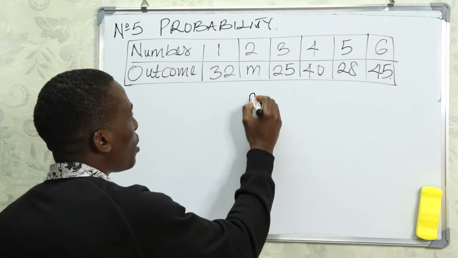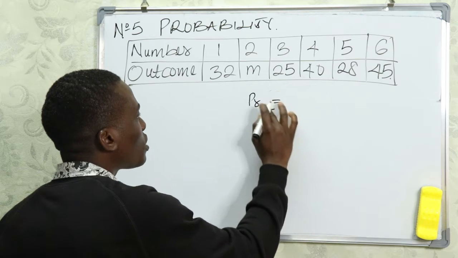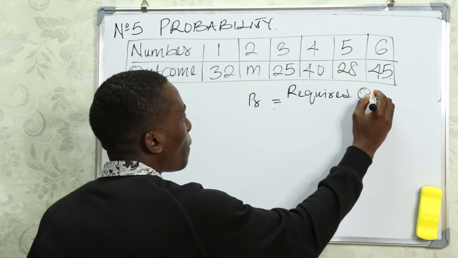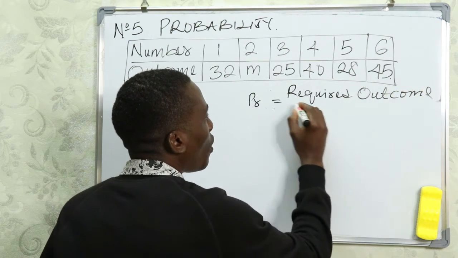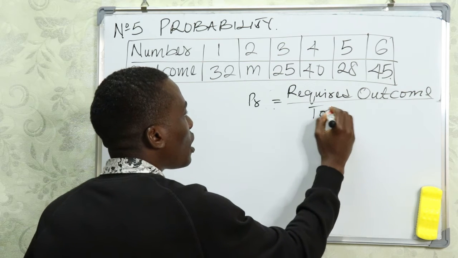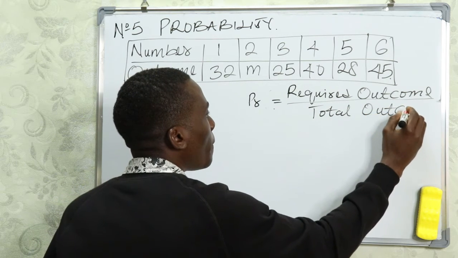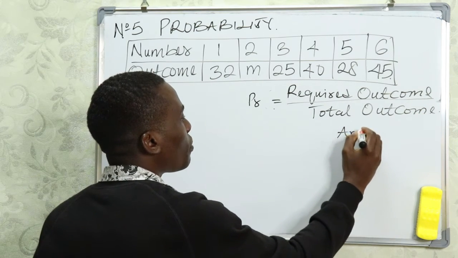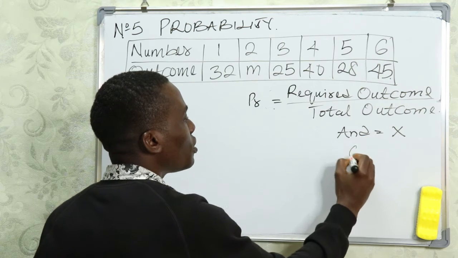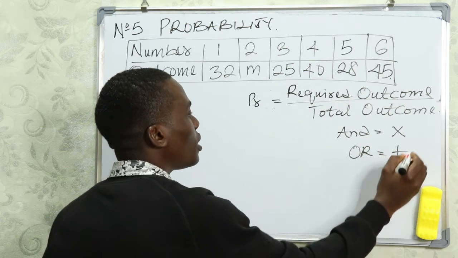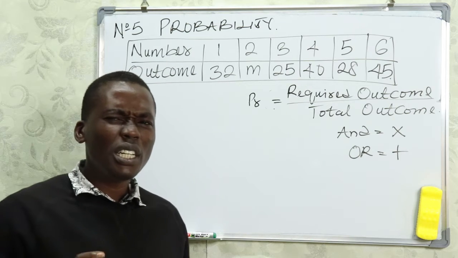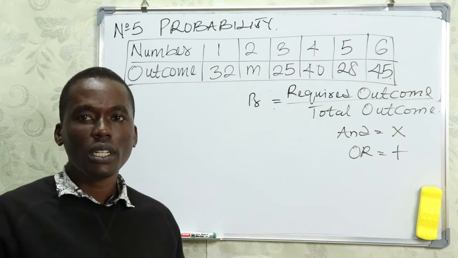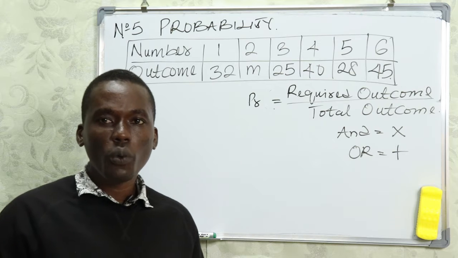Remember, I told you that probability is equal to the required outcome all over the total outcome. And when carrying out probability, you should note that "and" in probability signifies multiplication, and "or" in probability signifies addition. So whenever you are doing any topic on probability, it is very important that you note this point. This point is going to help you go a long way in solving questions.